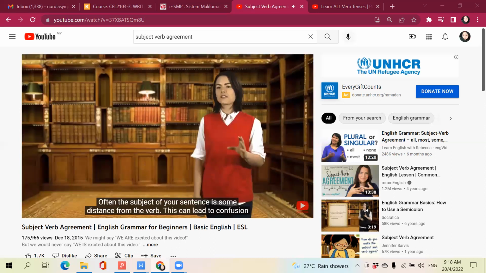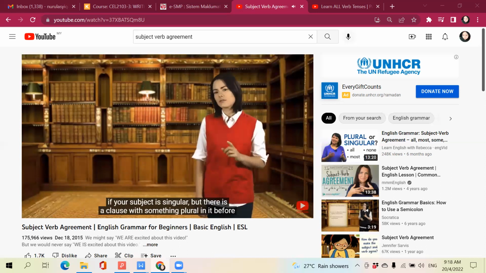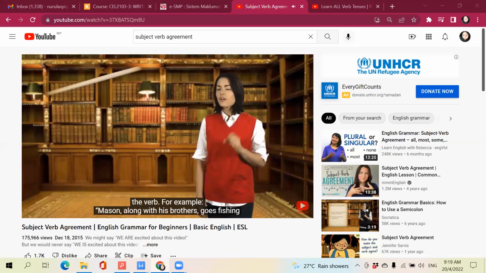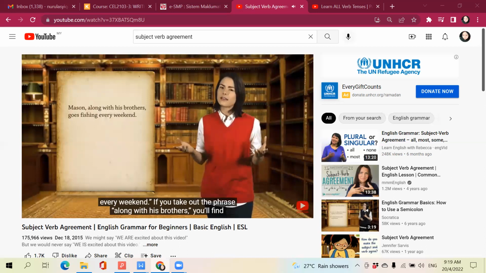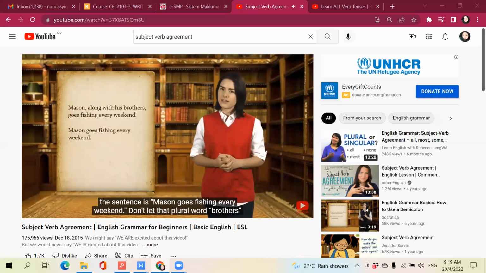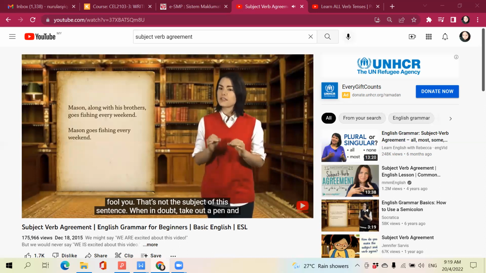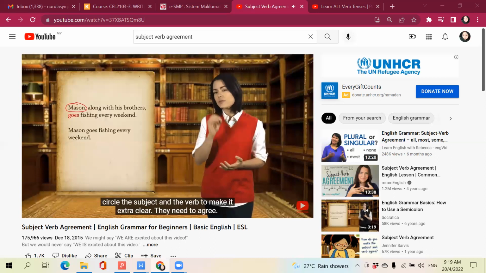Often, the subject of your sentence is some distance from the verb. This can lead to confusion if your subject is singular, but there is a clause with something plural in it before the verb. For example, Mason, along with his brothers, goes fishing every weekend. If you take out the phrase along with his brothers, you'll find the sentence is Mason goes fishing every weekend. Don't let that plural word brothers fool you. That's not the subject of the sentence. When in doubt, take out a pen and circle the subject and the verb to make it extra clear. They need to agree.